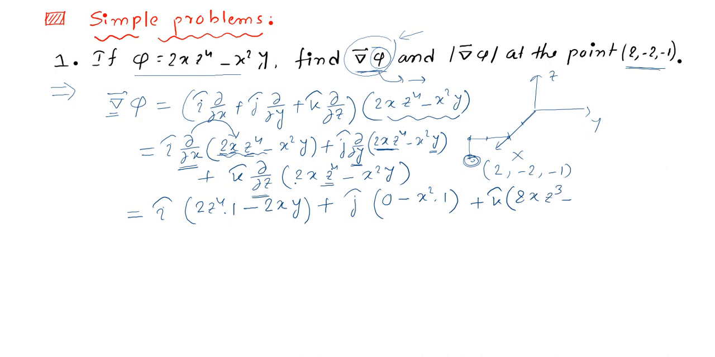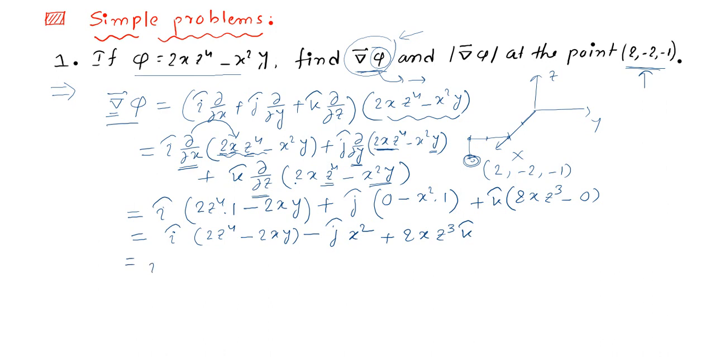Minus del z. Is there any z term? There is no z term, so it gives you simply 0. So this becomes i cap (2 z to the power 4 minus 2xy) plus j cap, and if we take the minus, it will be minus x square j cap, and here it is 8 x z cube k cap. Okay, so this is the gradient of phi, but we have to find it at the point 2, minus 2 and minus 1.